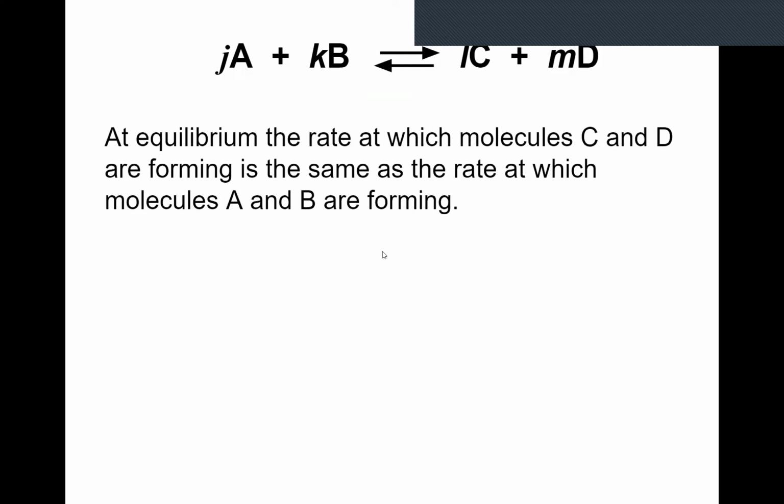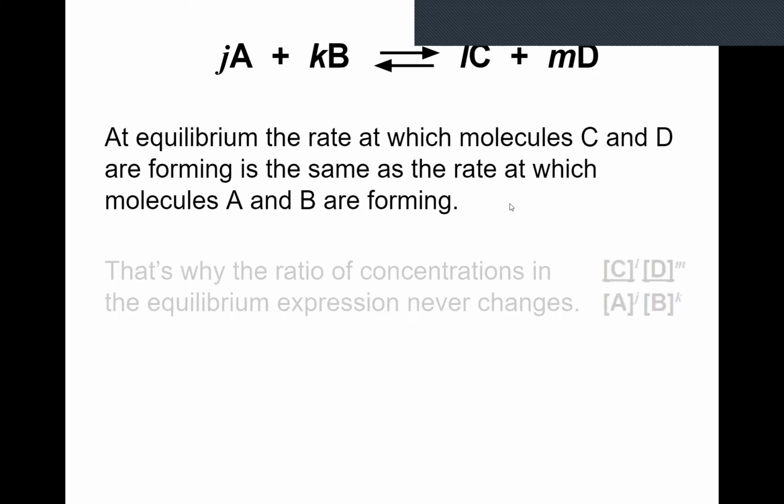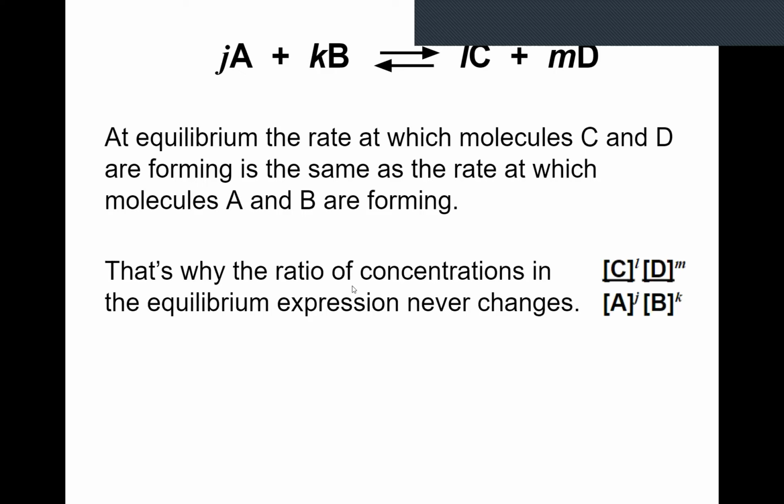Okay, let's take a look at this equation one more time. So A and B yield C and D. At equilibrium, the rate at which the molecules C and D are forming, so the forward reaction, is the same as the rate at which molecules A and B are forming, the reverse rate. In other words, the forward and reverse rates are equal. That's why the ratio of concentrations in the equilibrium expression doesn't change once equilibrium is reached. It's not necessarily going to be a ratio that's equal to 1, although it could be. It just means that at equilibrium, there's no further changes in concentration.